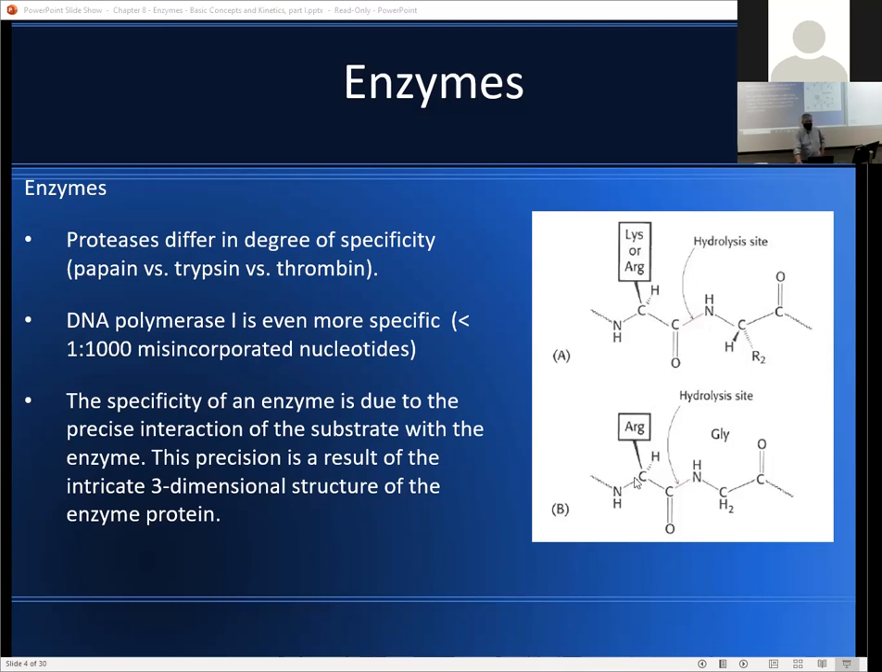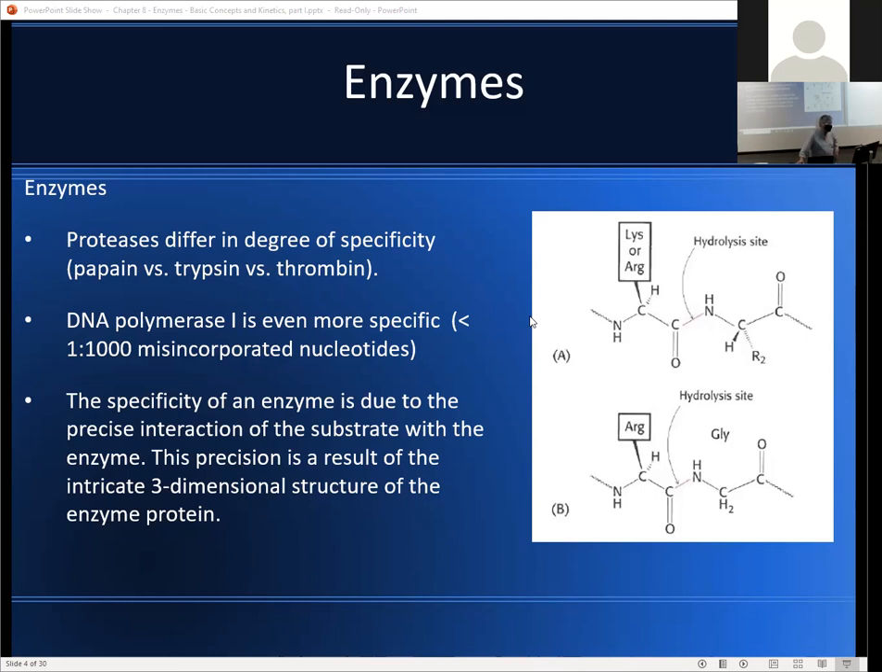Thrombin is a little more specific. It will only cut on the carboxyl side of an arginine. So again, we have two proteases catalyzing the same reaction. Thrombin is a little more specific, and trypsin is a little looser with its specificity, in that it will cut next to any positively charged amino acid.